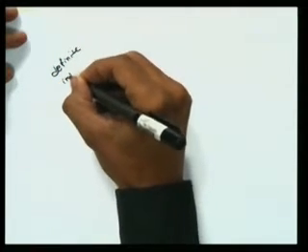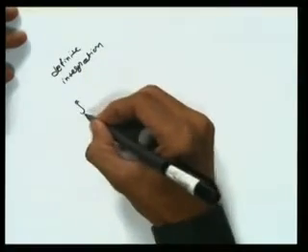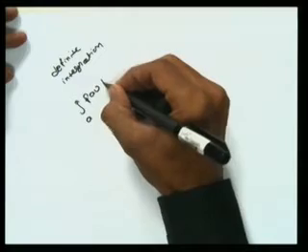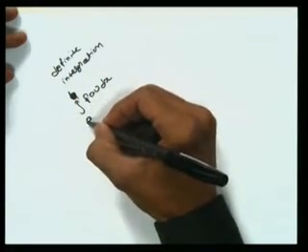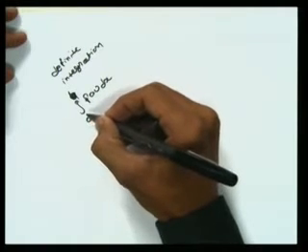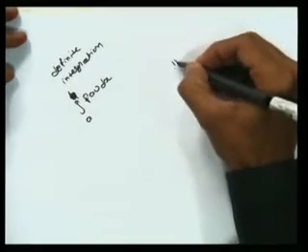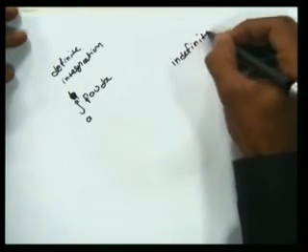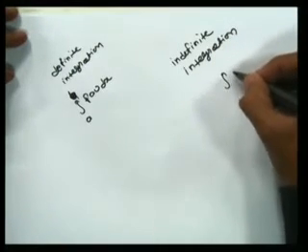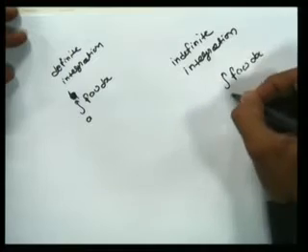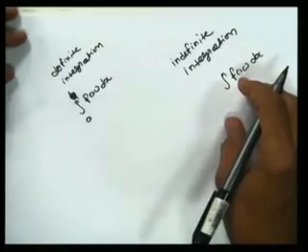Definite integration means integration of this form, integration of f of x with respect to x from a to b. Here the integration limits are present from a to b, so this type of integration is known as definite integration. And indefinite integration means integration in which there is no upper and lower limit for the integration.